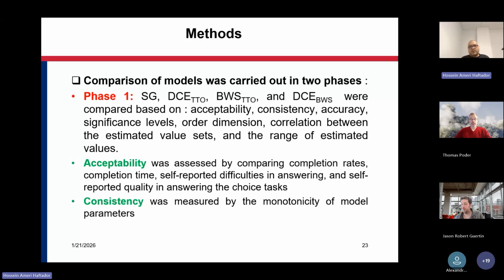Acceptability was assessed by completion rate, completion time, self-reported difficulty, and self-reported quality in answering. Consistency was measured by monotonicity of model parameters. Monotonicity of model parameters means a more severe level should have a more negative value. It means level 5 should have the most negative value, as we expected.